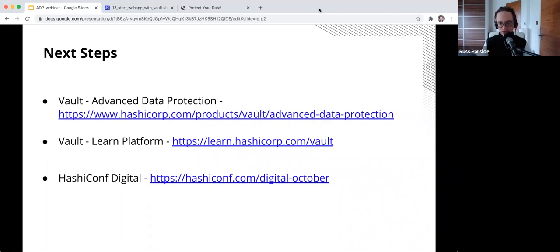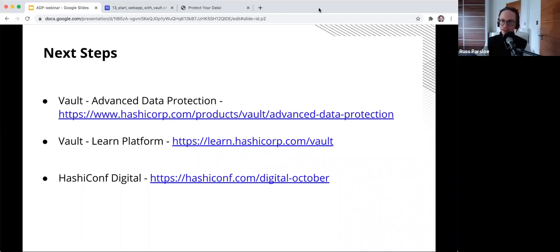Take a look at the advanced data protection page we have on the Vault website. It goes into a little more detail about some of the capabilities and functionality. For those who like to be hands-on, or have colleagues and team members who do, I'd certainly take a look at the Learn platform.